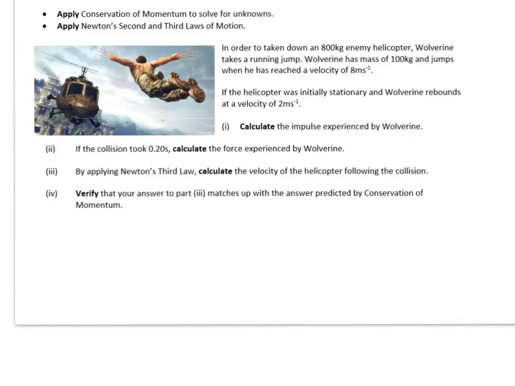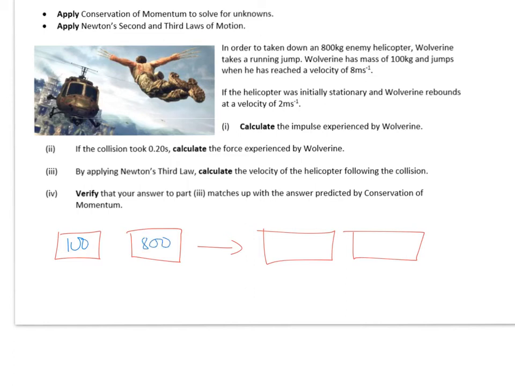Okay, so last question. So we've got Wolverine trying to take down an enemy helicopter, and what we're going to do is use conservation of momentum here. So let's create our diagram here. So we've got a 100 kilogram Wolverine, we've got an 800 kilogram helicopter. So it says he's initially running at 8. Helicopter is initially stationary, rebounds at -2.